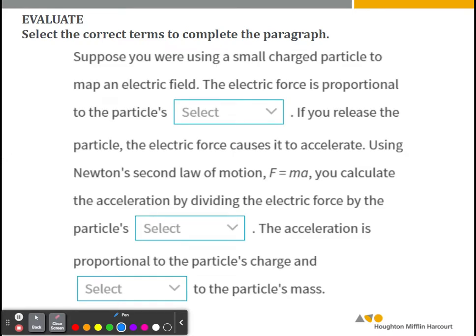Suppose you were using a small charged particle to map an electric field. The electric force is proportional to the particle's charge. If you release the particle, the electric force causes it to accelerate. Using Newton's second law of motion, F equals ma, remember that? You calculate the acceleration by dividing the electric force by the particle's mass. So the acceleration is directly proportional to the particle's charge and inversely proportional to the particle's mass.